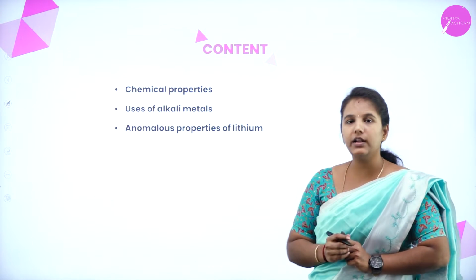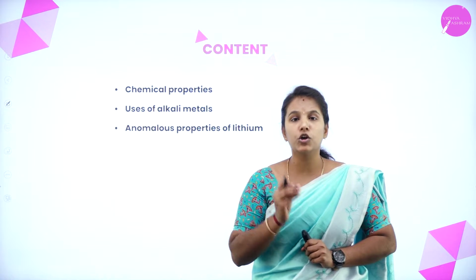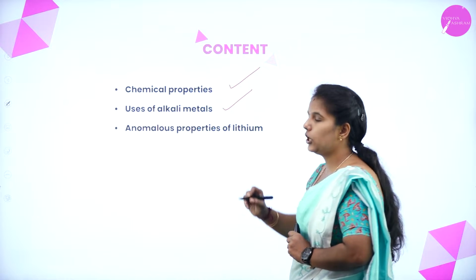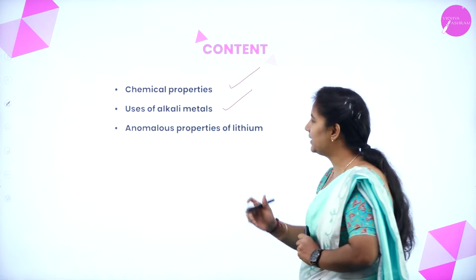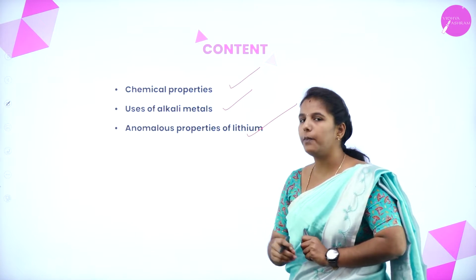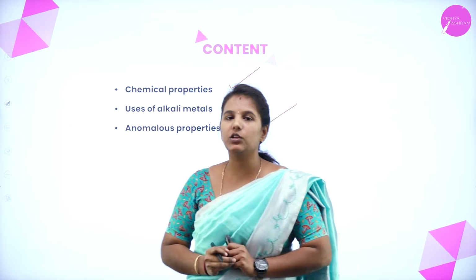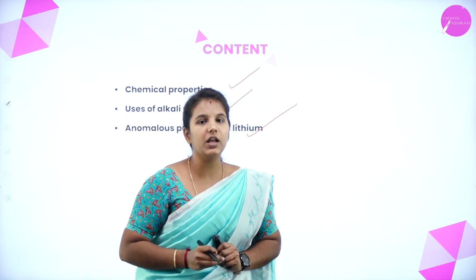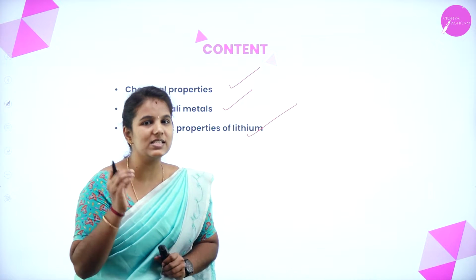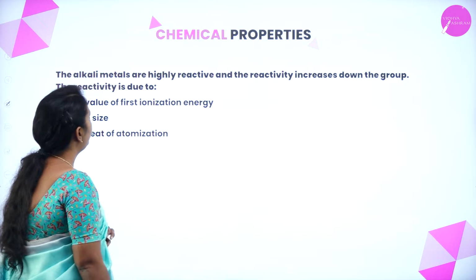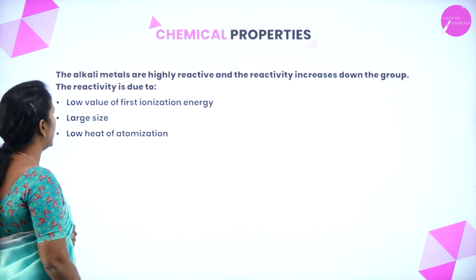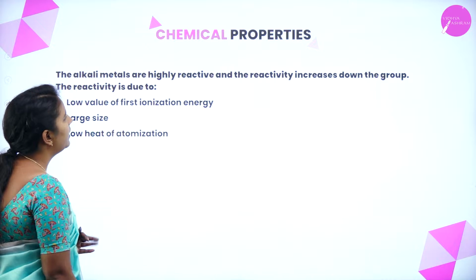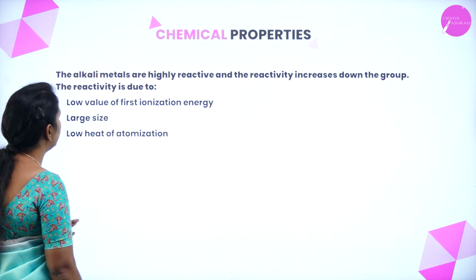Today, let us move on to the chemical properties of group 1 elements, and we are going to understand the uses of the alkali metals and the anomalous properties of lithium in this session. Let's see which chemical properties we are going to discuss. The first chemical property is that the alkali metals are highly reactive and their reactivity increases down the group.